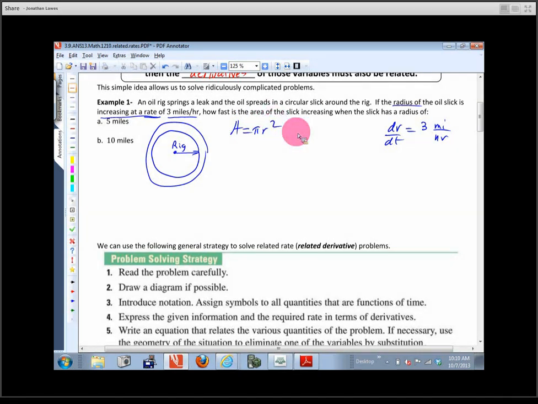Okay, now let's think about this. Is the radius changing? It is. So that r has got to be a variable. Is the area changing whenever the radius changes? Yes, it is. So that's also a variable. So we have an equation that relates the variables. Now let's find an equation that relates the derivatives. So I can differentiate this, and we do this kind of implicitly. Okay, but with respect to what variable? Do I differentiate with respect to A or r or some other variable?